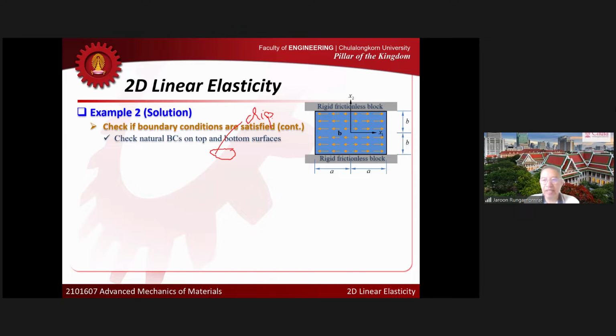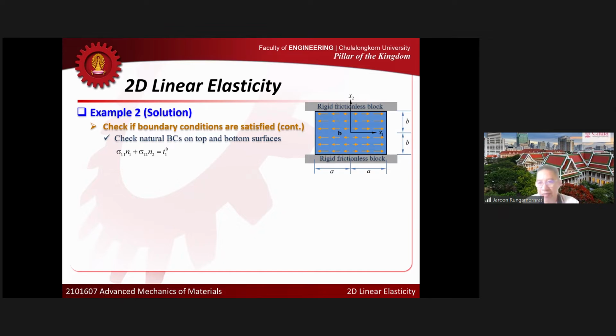I need to check the natural boundary condition at the top and bottom surfaces as well, because I told you before, at the top and bottom surfaces, we know the mixed condition, right? We know traction equal to 0 in x1 direction, so I have to check that. For the condition in the x2 direction, we don't know yet, because we need to know the displacement before we can check that. So now I just simply check the traction boundary condition in x1 direction. The first thing that I have to do is to form that boundary condition.